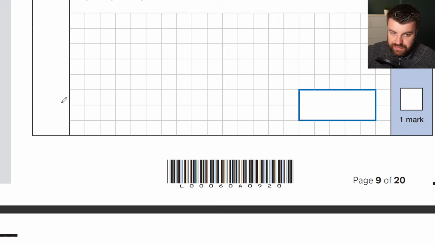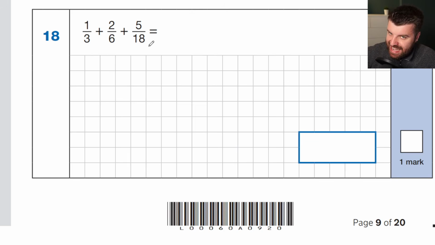Question 18. We have thirds, 6ths and 18ths. So we need to spot a common denominator here. I realize that 3 times 6 is 18, and in my 6 times table there's 18. So I can just keep the last fraction as 18ths. And then when they're all denominators of 18, we can add them up super easily.